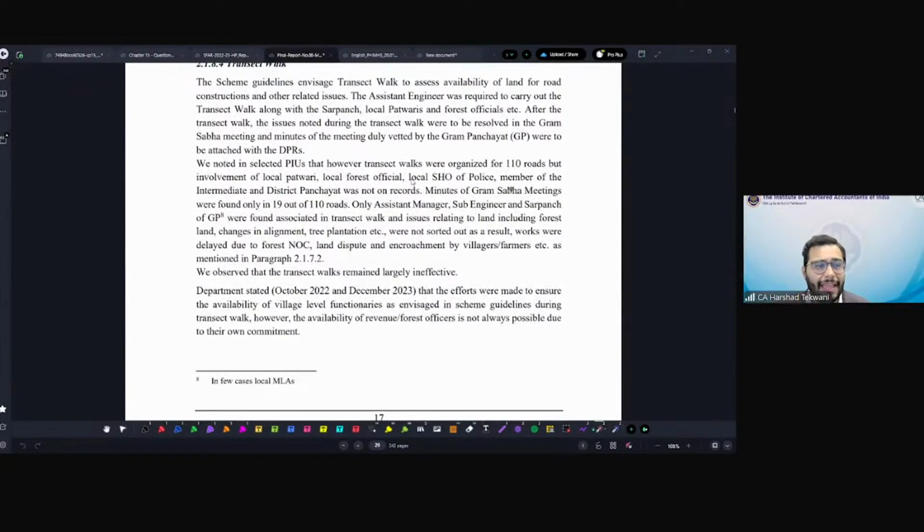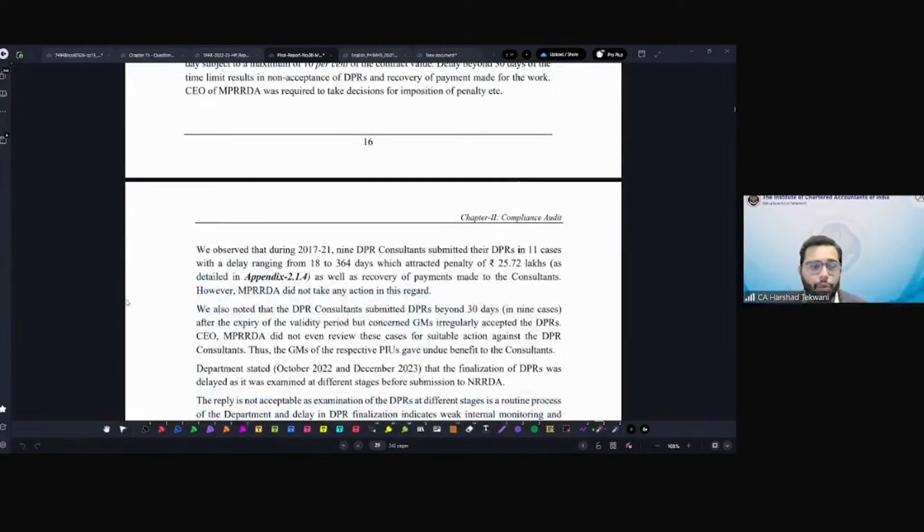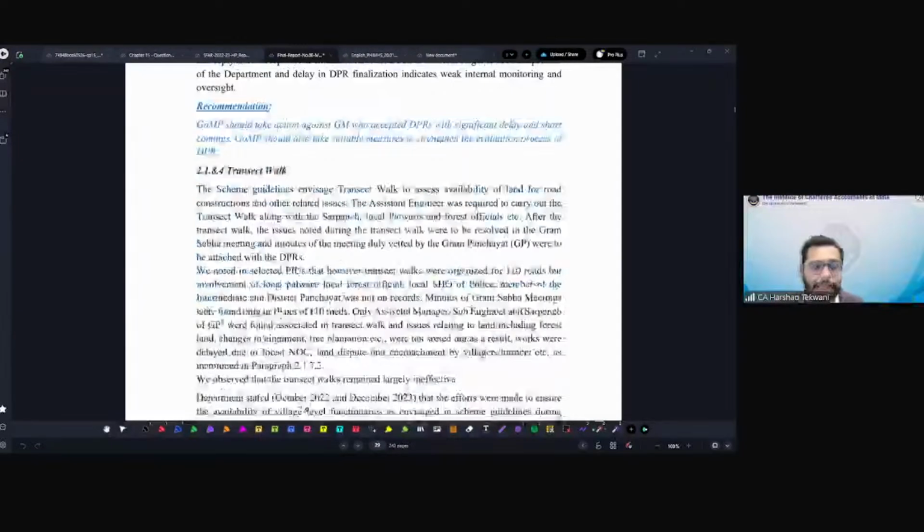Okay, so what they are saying is, we noted in PIUs that 110 walks were organized with involvement of these things. We found only 19 out of 110. So records were not available. As per the requirement, they were supposed to keep the documentation, but documentation is not available. So this is how some observations are there in the compliance audit with respect to the documentation, with respect to the provisions, and then these reportings are done.